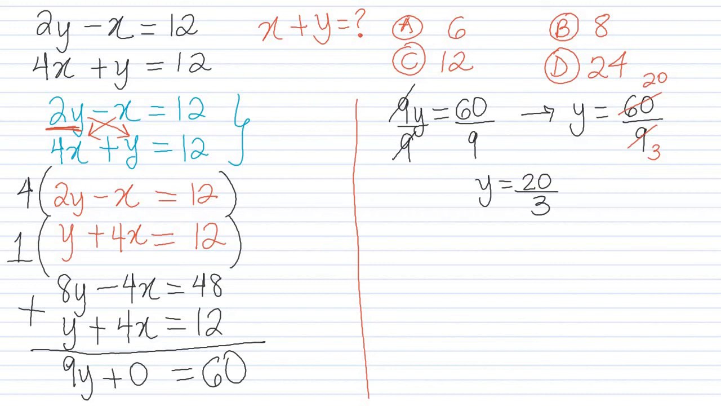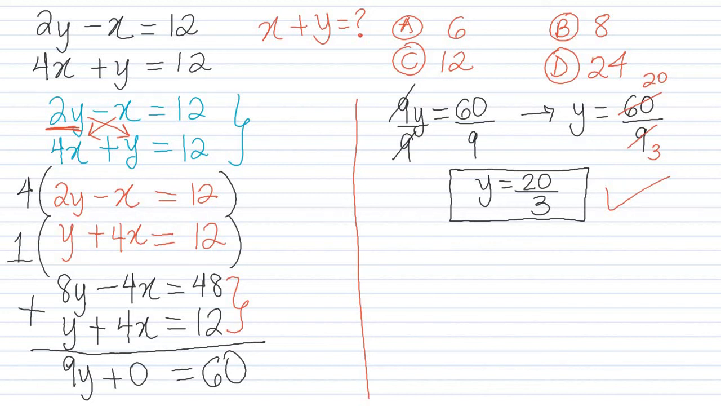Before we go to the second variable, let's first acknowledge that we've been able to get one of the variables, which is this. And if you notice, we went from these two equations down to an equation 9y equals 60. So that's really good. We went from two equations to one equation, two variables to one variable, and we're able to solve for one of the variables.